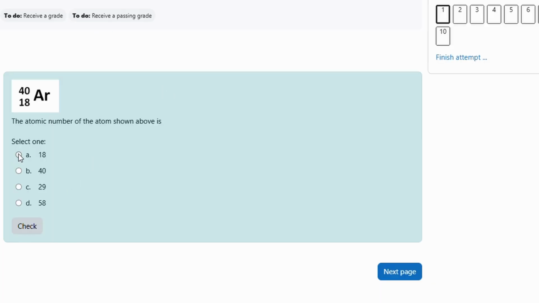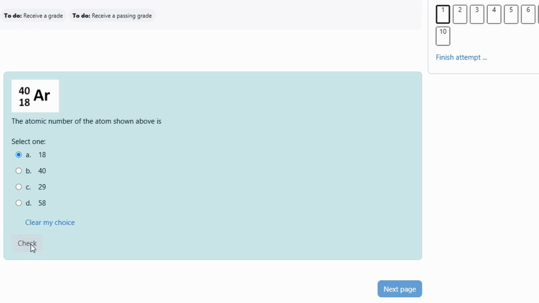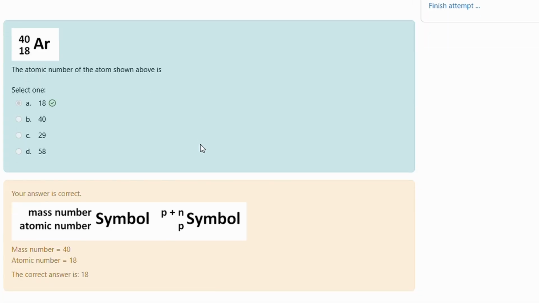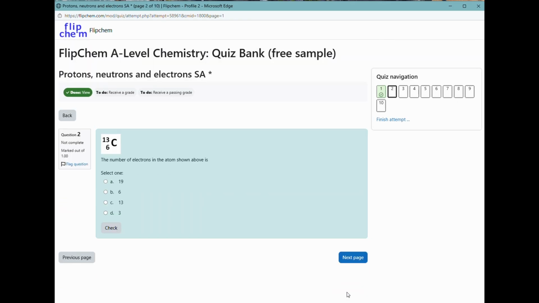We're shown the chemical symbol with the proton number and mass number of an isotope of argon. The atomic number, 18, shows the number of protons in the nucleus of the atom. The mass number, 40, shows the total number of protons and neutrons. In this quiz, you can check your answer to see if it's right, and you'll also get feedback. Click Next Page for question 2, or use the quiz navigation on the top right.